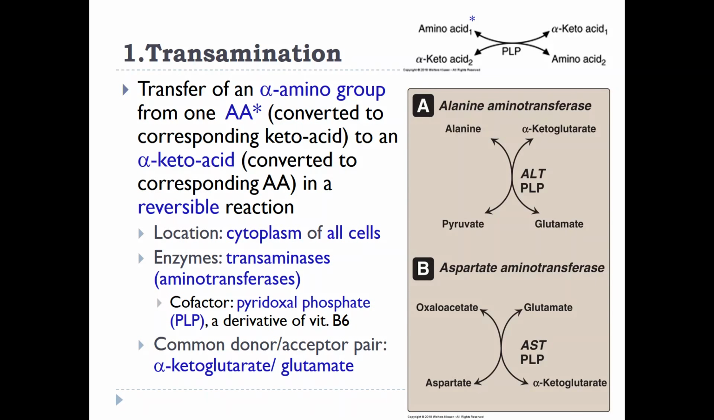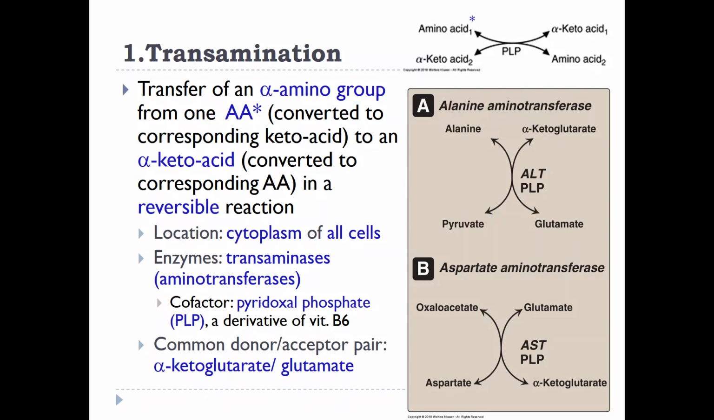This process occurs in the cytoplasm of all cells and is mediated by transaminases or aminotransferases, which are enzymes that are usually specific for the pair of amino acid and keto acid. They use as cofactor pyridoxal phosphate, which is a derivative of vitamin B6, and this pyridoxal phosphate mediates the formation of an intermediate in this reaction, which is called pyridoxamine. The most common donor acceptor pair are alpha ketoglutarate as the keto acid and glutamate as the amino acid.